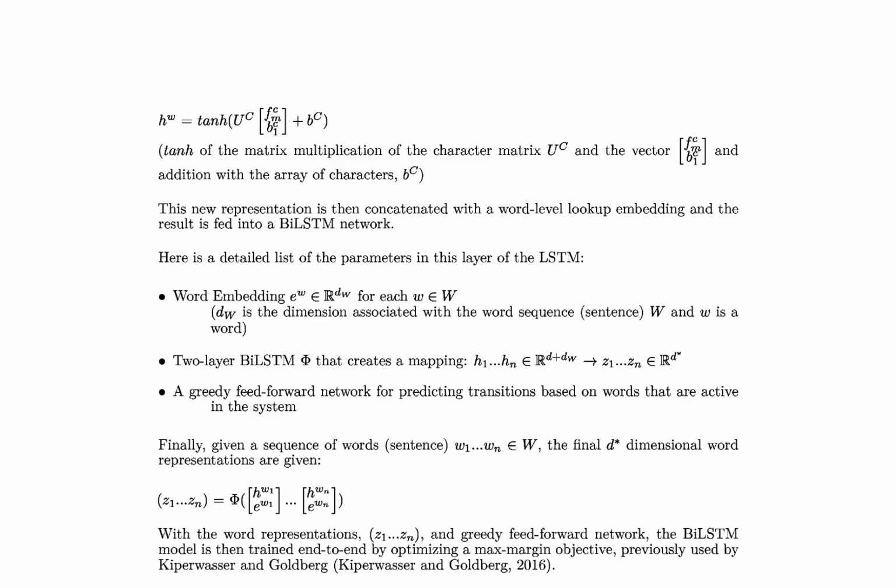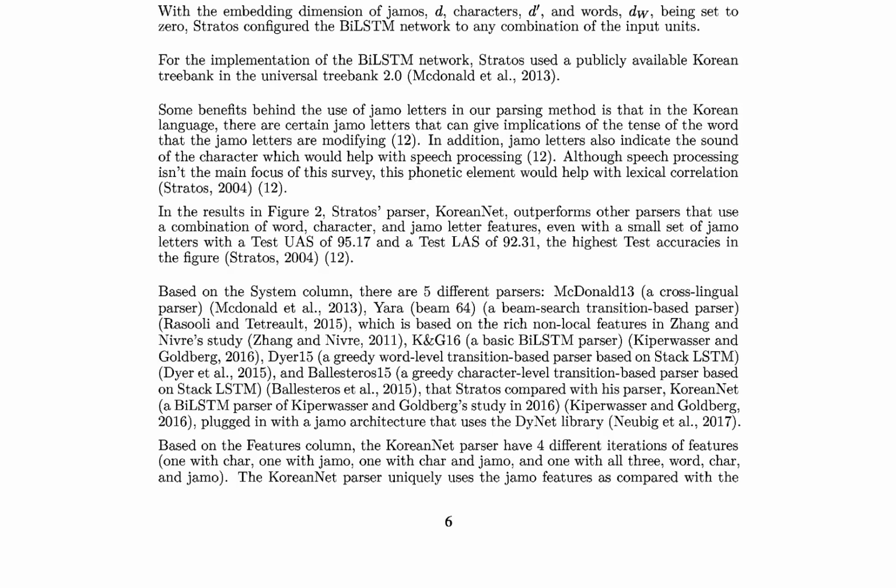In Figure 2, the parser, Korean Net, outperforms other parsers that use word, character, and JMO letter features, achieving the highest test UAS of 95.17 and test LAS of 92.31. The study compares Korean Net with 5 different parsers: McDonald 13, Yara, K and G16, Dyer 15, and Ballesteros 15. Korean Net is plugged into a JMO architecture using the DyNet library.